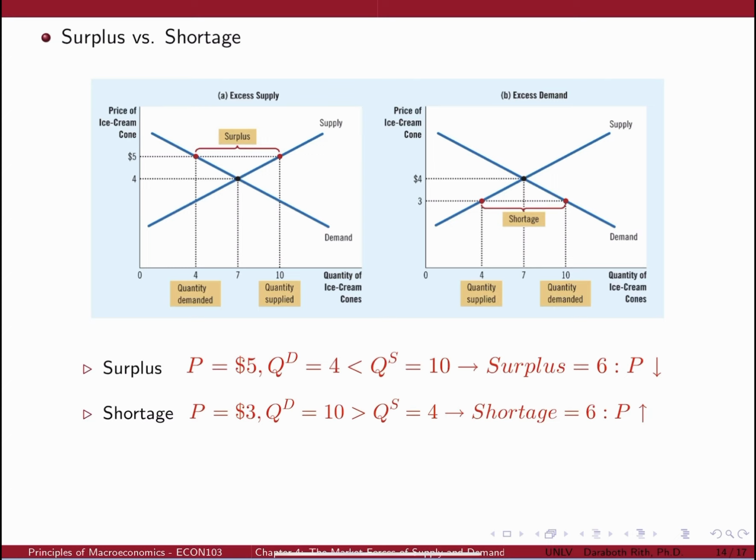Another one, let us look at the graph in panel B. At the price of $3, you can see the quantity demanded is 10 cones and quantity supplied is 4 cones. In such case, the quantity demanded is more than the quantity supplied, so it creates a shortage of 6 cones in this market. At this point, there is a price mechanism that the price has to rise up to abolish the disequilibrium. The question, how can we eliminate this shortage? A quick advice is that the seller should raise the price so that it can discourage the buyers from demanding the ice cream cones at a low price tag.